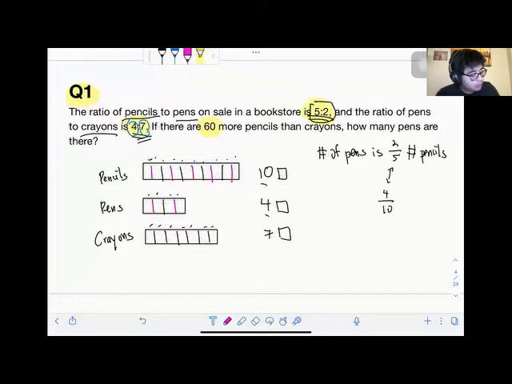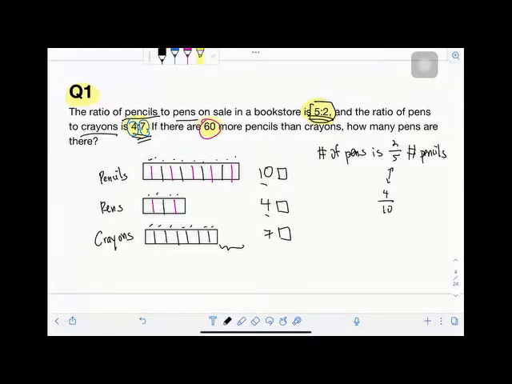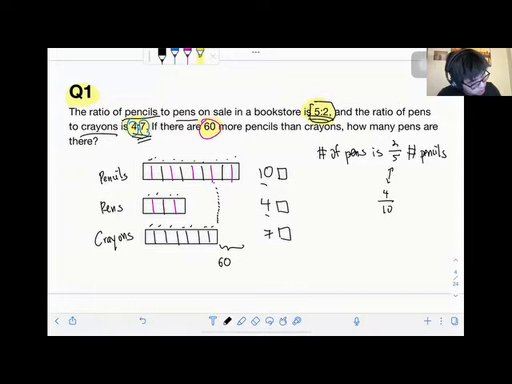The last piece of information na binigay sa atin, there are 60 more pencils than crayons. At alam na po natin kung saan natin ilalagay. There are 60 more pencils than crayons. That is sa pagitan ng dalawang box. 60 represents yung butaw ni pencils.